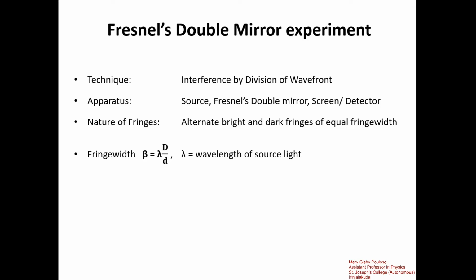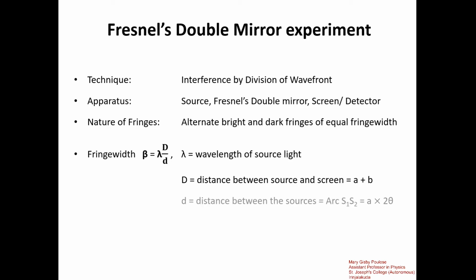The expression for fringe width beta is lambda capital D by small d, where lambda is the wavelength of source light. Capital D is the distance between source and screen, that is A plus B. And small d is the distance between the sources, given as A into 2 theta. Hence, the expression for fringe width beta becomes lambda into (A plus B) divided by 2A theta.